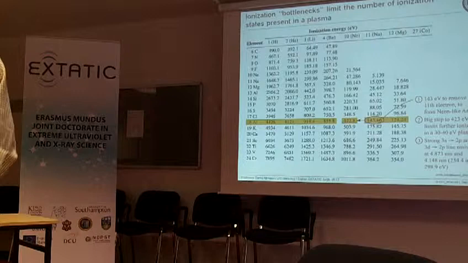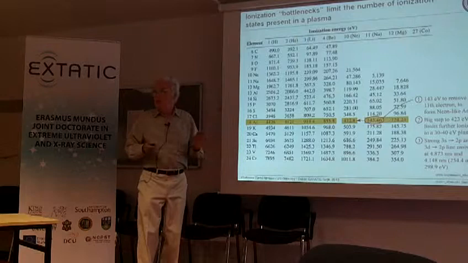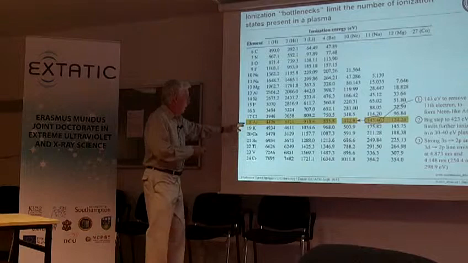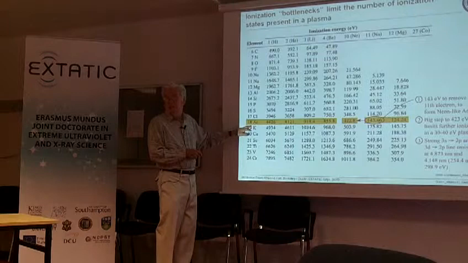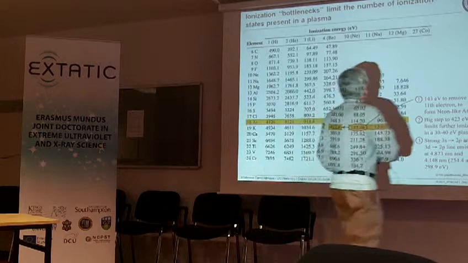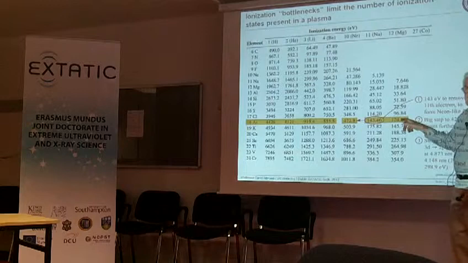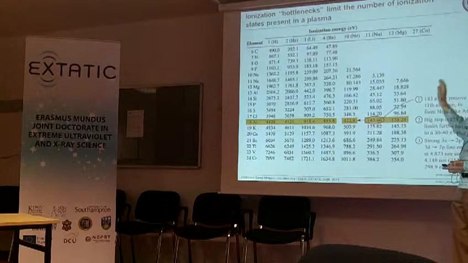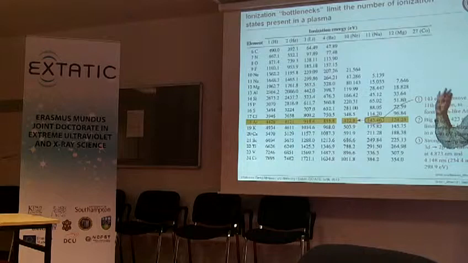Remember, I was telling you about bottlenecks and the match to the electron temperature. So the example, so these are all different elements, but the one that's just highlighted here, we could look at anyone, would be argon, which normally has 18 electrons. And let's say you want to make an X-ray laser with argon. And so you heat it in some manner, and you start stripping off electrons.